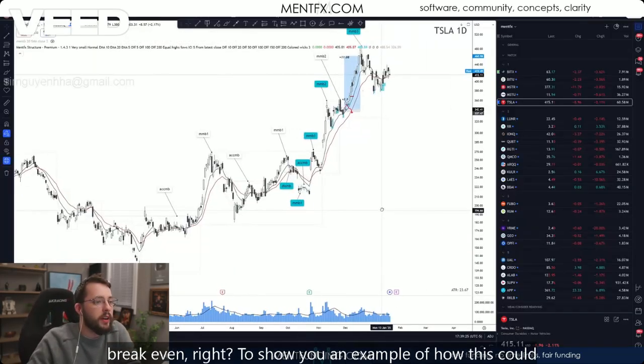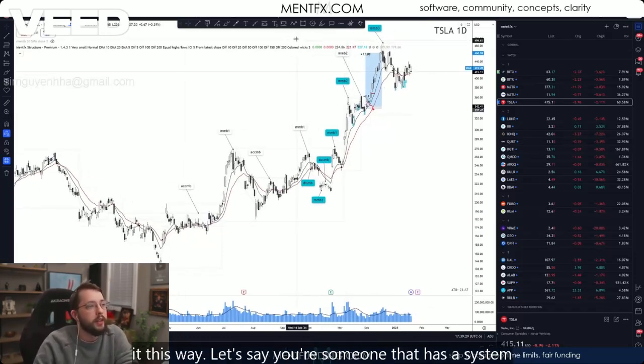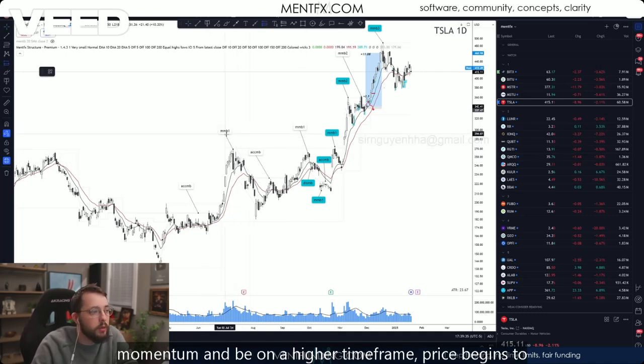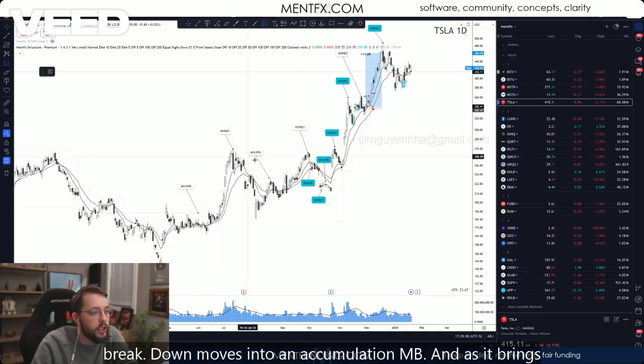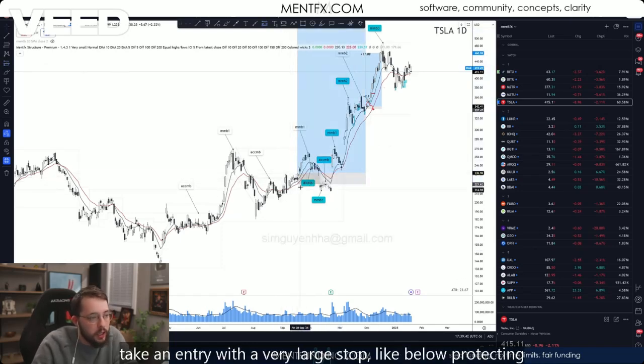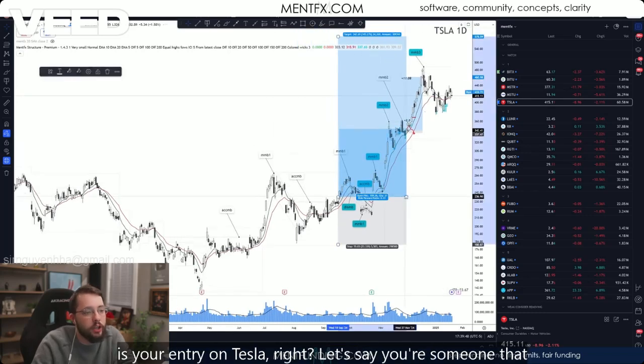To show you an example of how this could operate, I have Tesla open here. You can think about it this way. Let's say you're someone that has a very basic system, something like we go into a momentum MB on a higher time frame, price begins to break down, moves into an accumulation MB, and as it moves into momentum MBs on this time frame, you simply take an entry with a very large stop, like below, protecting an overall momentum MB of a higher time frame. And this is your entry on Tesla, right?